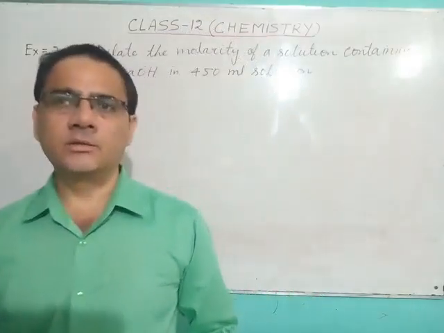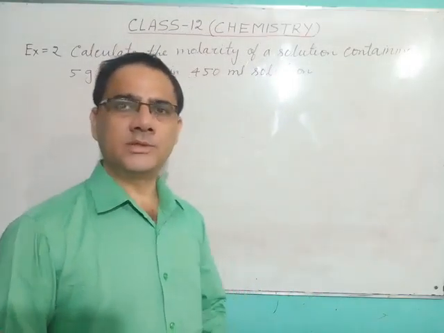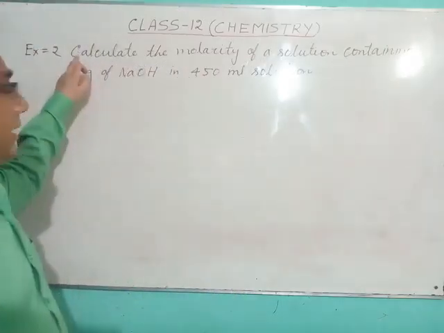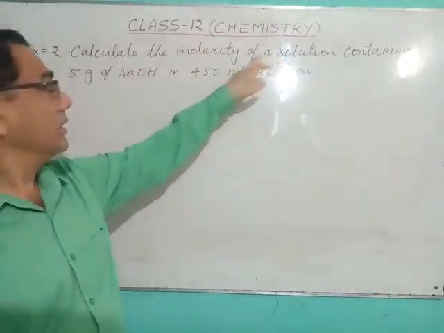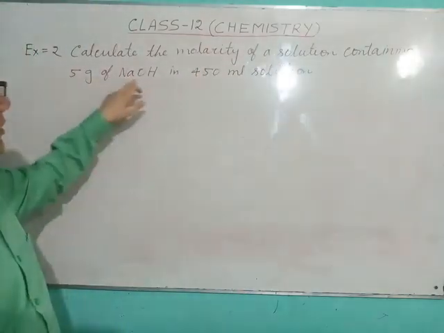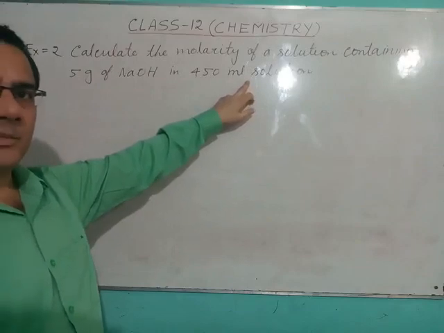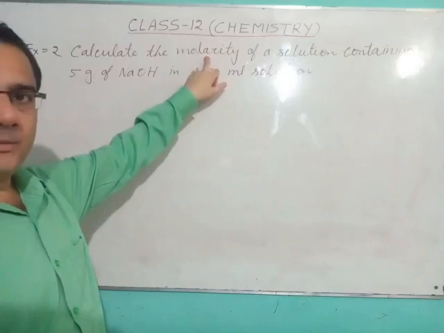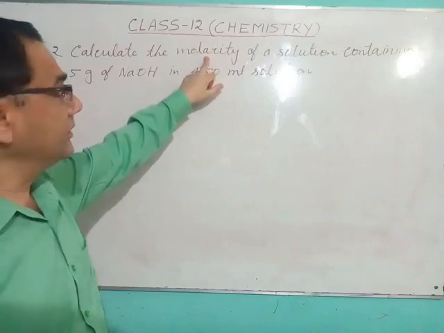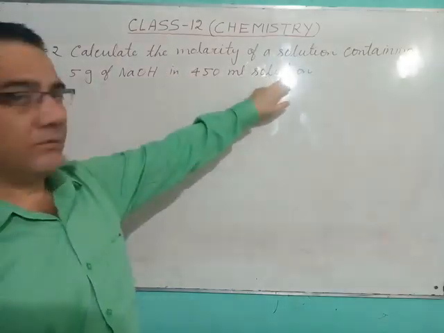Now we are taking the second example of your NCERT book. You just see, calculate the molarity of a solution containing 5 gram of NaOH in 450 ml of solution. So what is asked in the question? That is the molarity. And what is given in the question? That is 5 gram of NaOH in 450 ml of solution.